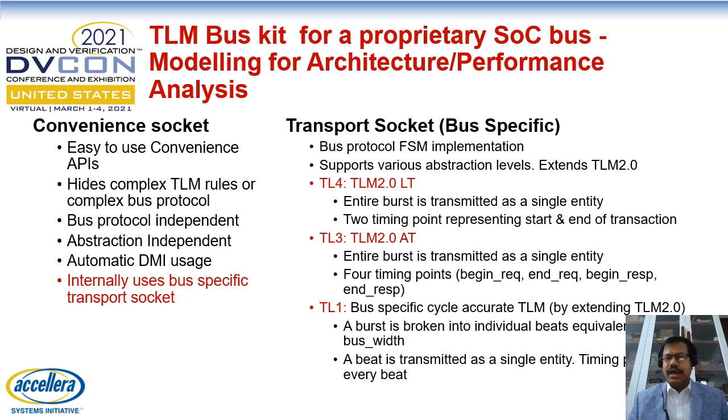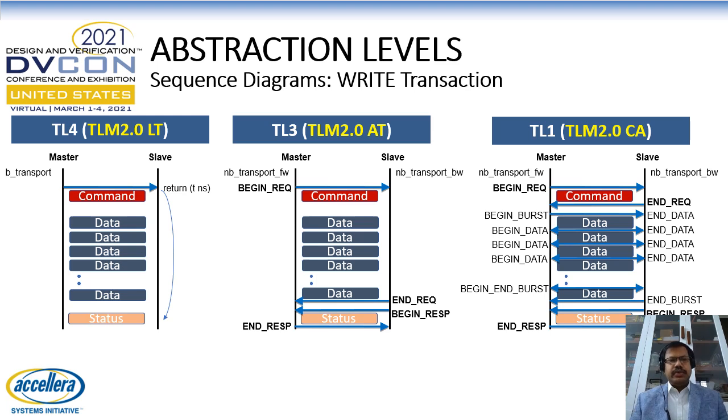In the next slide, we are going to have a look at the different TL levels and how the bus transactions happen. So here, as we can see on the leftmost, we have the TL4 or the TLM 2.0 loosely timed modeling, where the entire transaction is sent in one shot, and on the return path, the transaction ends. If you look at the middle diagram, we have the TL3, which is also equivalent to the TLM 2.0 approximately timed style of modeling, where we have 4 timing points: begin request, end request, begin response, end response.